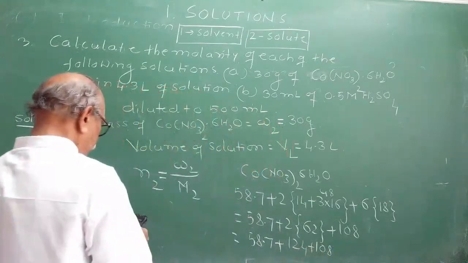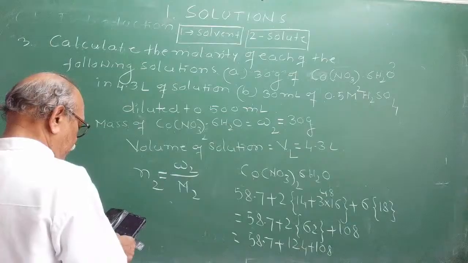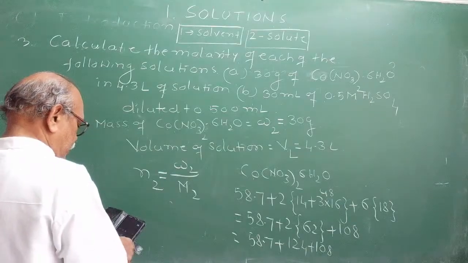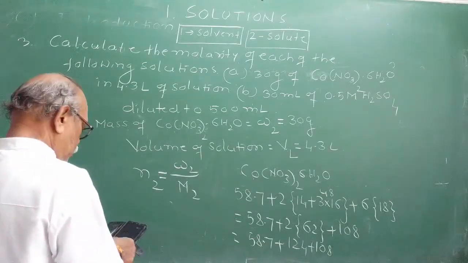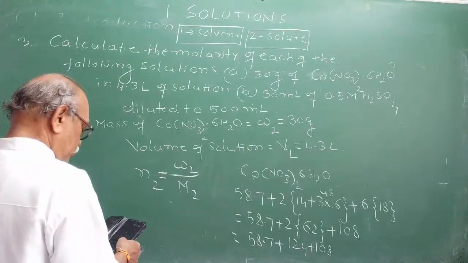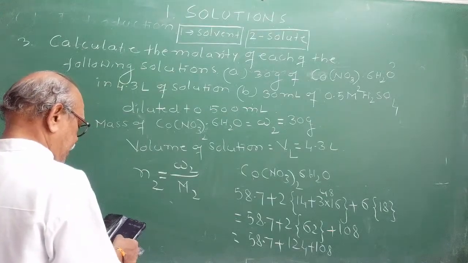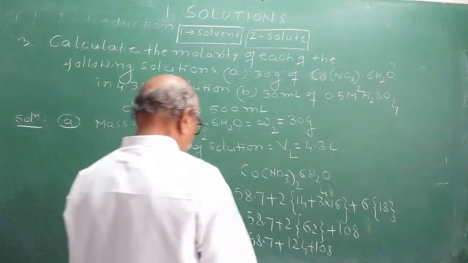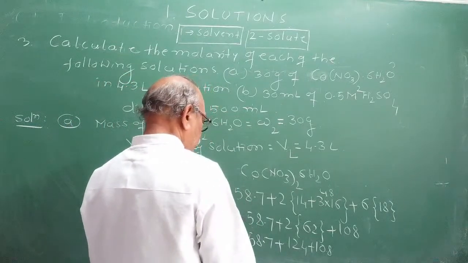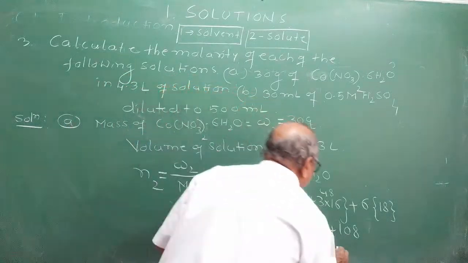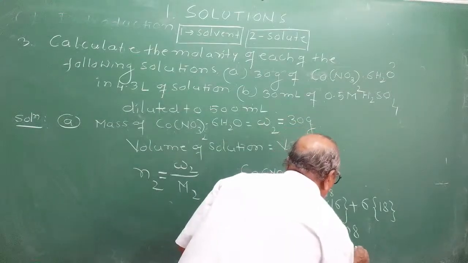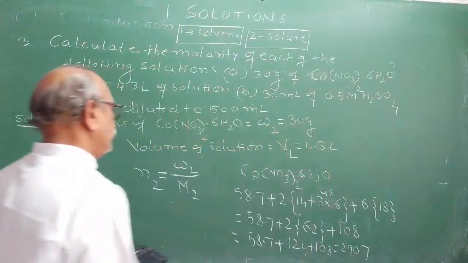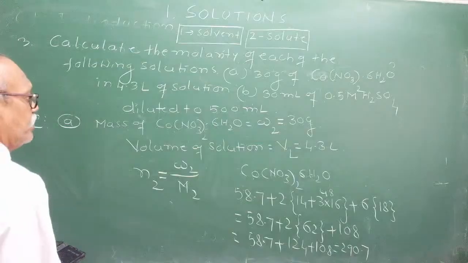Add them, you will get 58.7 plus 124 plus 108. You will get 290.7. 290.7 is the gram molecular weight of it.